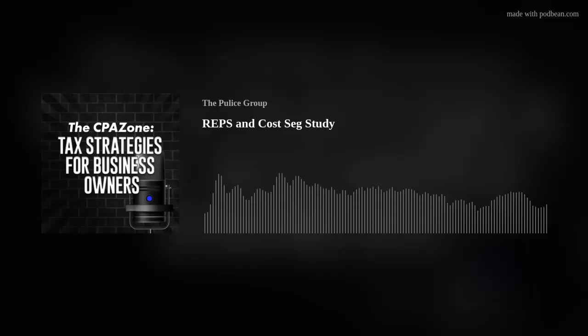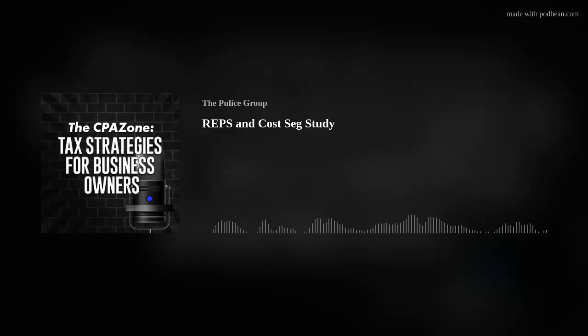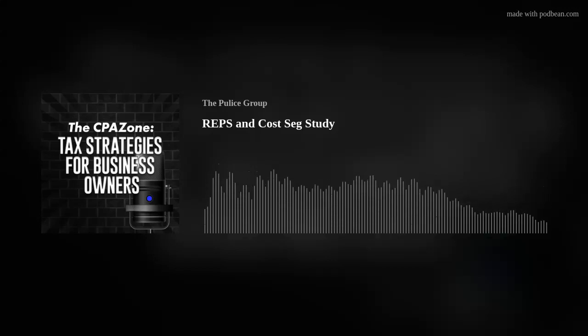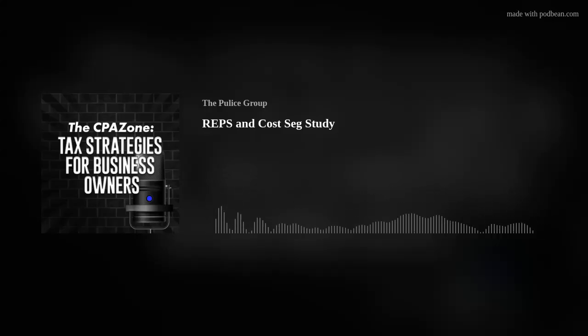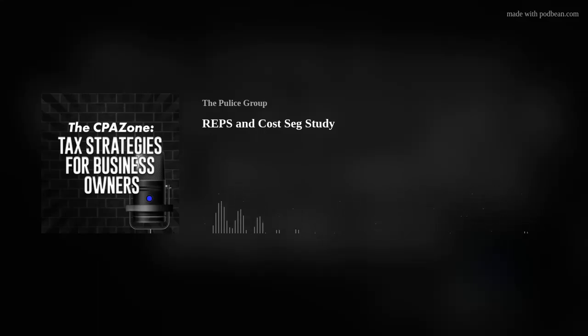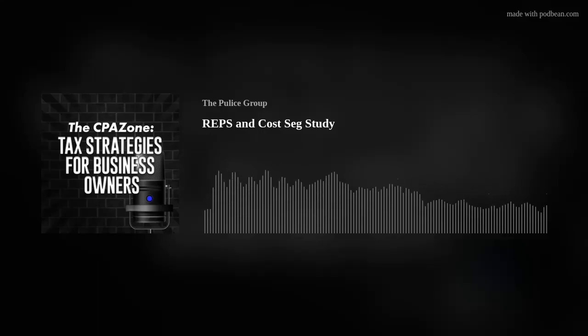So what exactly counts as real estate activities? Fortunately, the IRS gives us a clear list in the regulations. So the real estate activities include development, redevelopment, construction, reconstruction, acquisition, conversion, rental, operation, management, leasing, and brokerage. But a heads up for brokerage, things like a mortgage broker do not count. They consider that more of a financing activity.